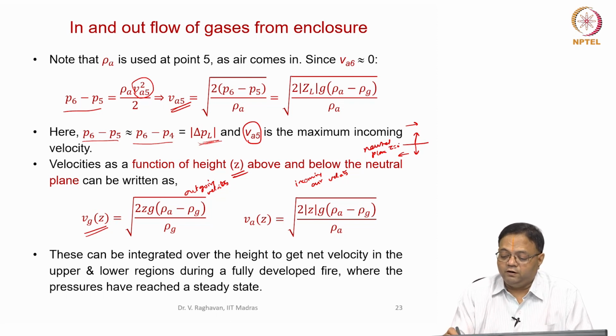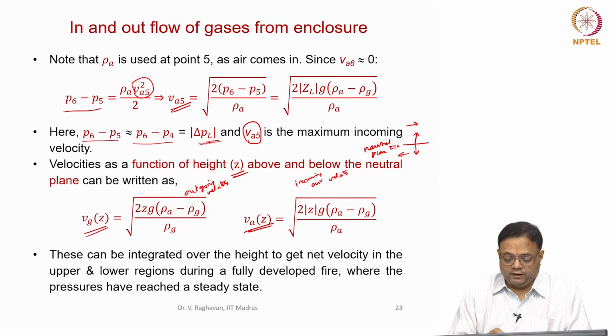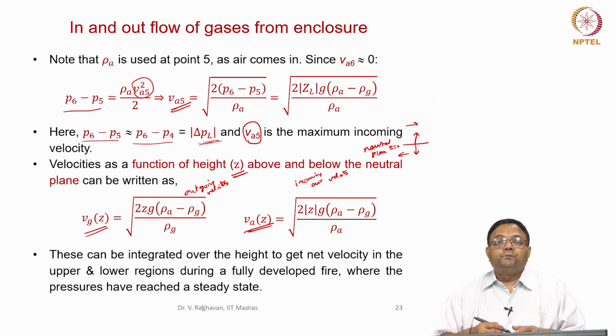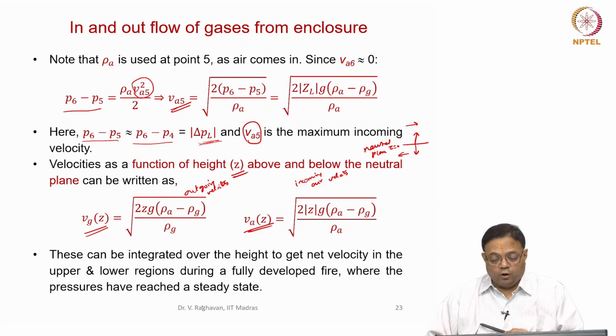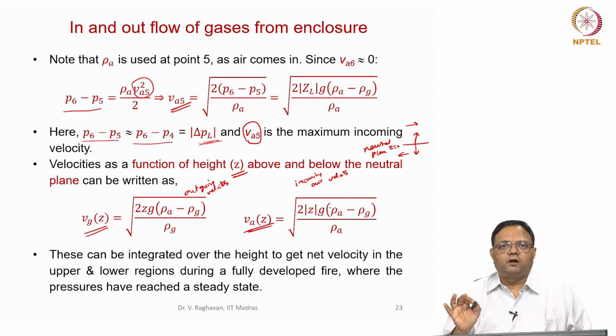I put modulus because Z is negative actually below this, so modulus. So magnitude I have to use. So magnitude of the velocity I am finding. So 2 Z g, rho a minus rho g divided by rho a. Okay. Now this can be integrated over the entire thing, and we can find the velocities. Okay. So this is the velocity of the outgoing gas, incoming gas by simple Bernoulli equation.